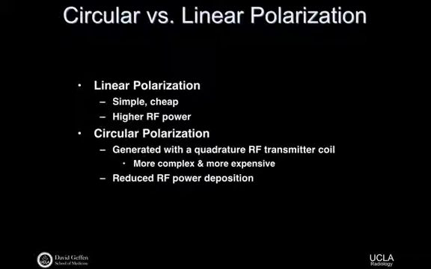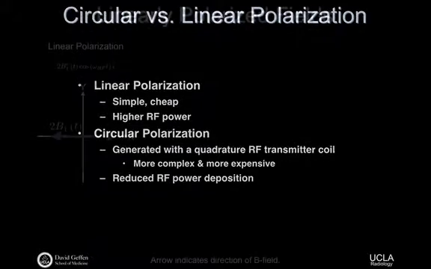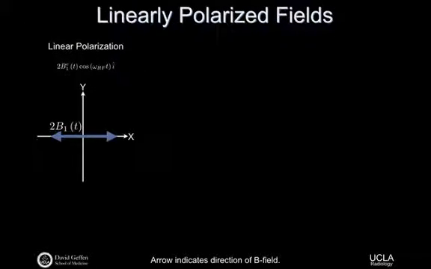Circular polarization, we generate that with the quadrature RF transmitter coil, or that birdcage coil. It's slightly more complex, it's slightly more expensive, but it's used in every single MR scanner that I'm aware of. And in fact, they're getting into having multi-channel transmitter systems and things like that now as well, something we won't get a chance to talk about. But the main reason for this is it really reduces the RF power deposition to the subject. And so we can do more. Sure, it costs a little bit more, but it really opens up the RF that we can use when imaging patients, for example. So let's compare the 2 different fields.